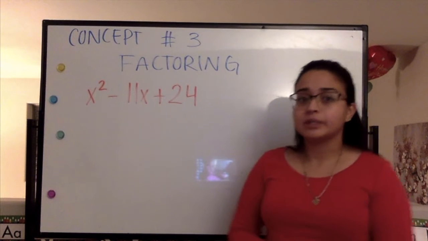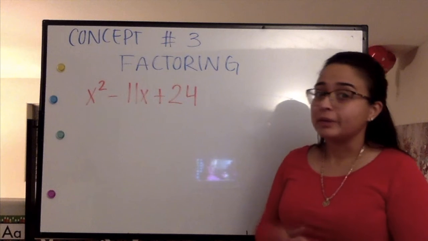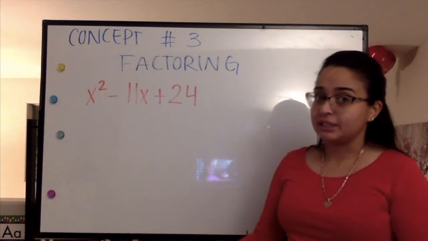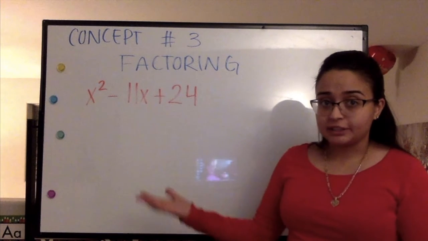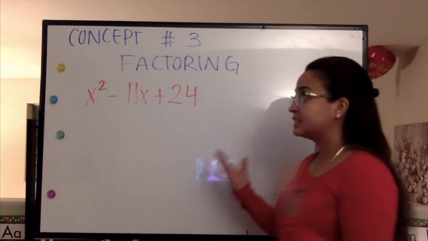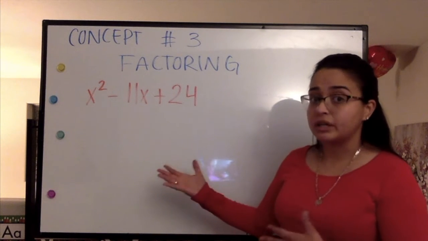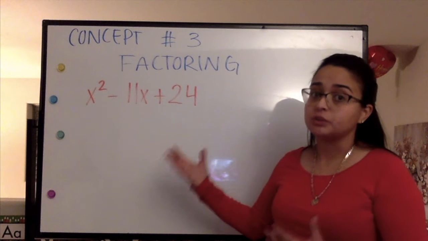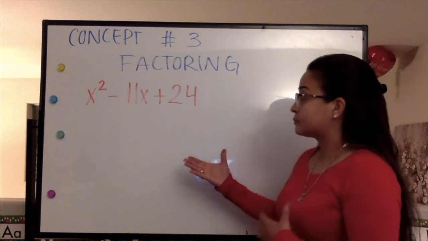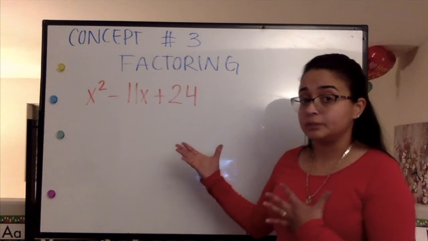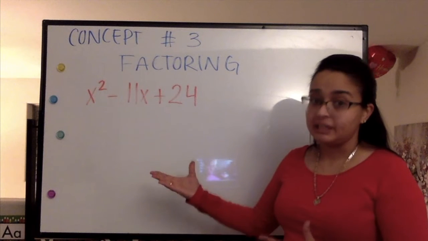Today we're continuing with concept number 3, which is on factoring. We went over it briefly yesterday and today we're going to see another example of how to factor. Okay, we have the same instance here. We have a trinomial, which we know is the product of two binomials being multiplied. Now what we are going to be figuring out is what two binomials were multiplied in order to give us this product.